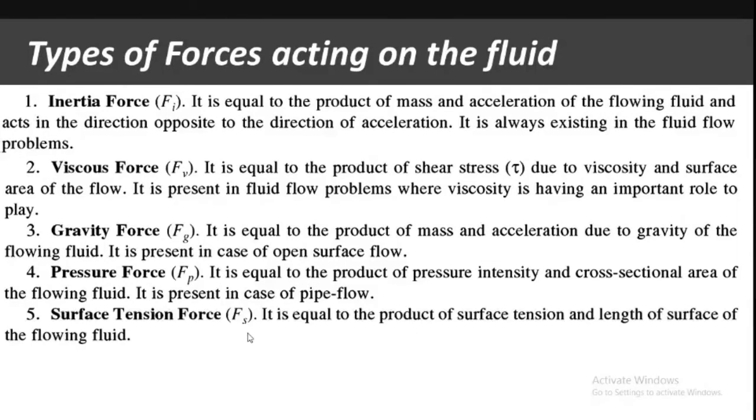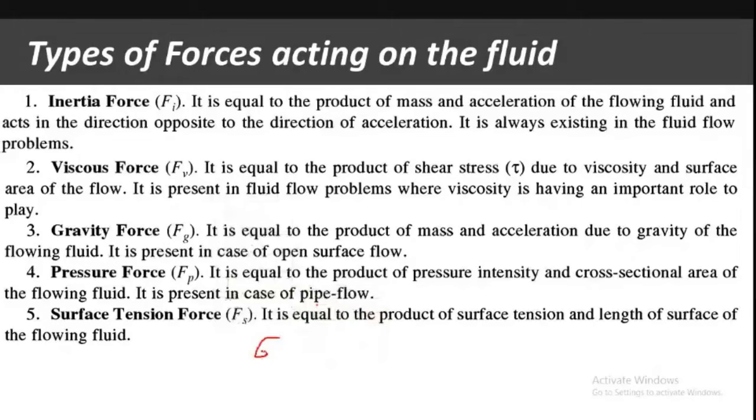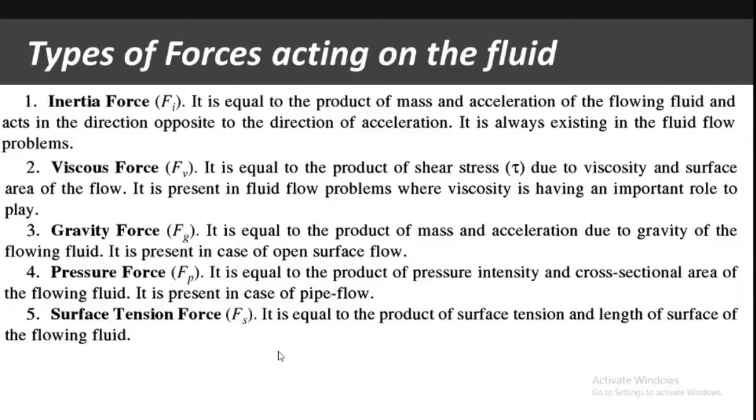Then next is surface tension force. Surface tension force is a product of surface tension into length. What was the unit of surface tension? Newton per meter. We saw it in unit number 1. So surface tension sigma is the force acting per unit length. So if you multiply length with sigma, you will get the surface tension force. So surface tension force is the product of surface tension into length.